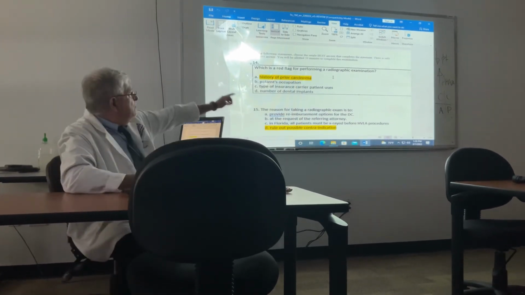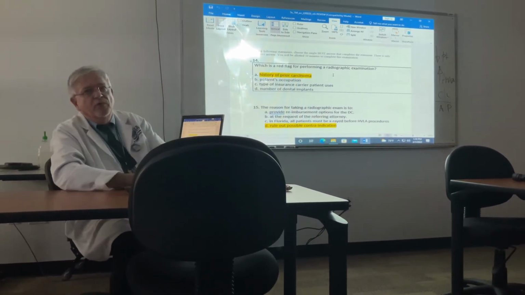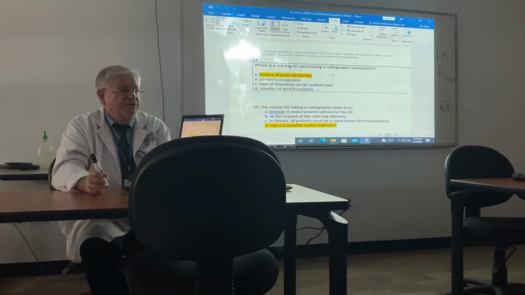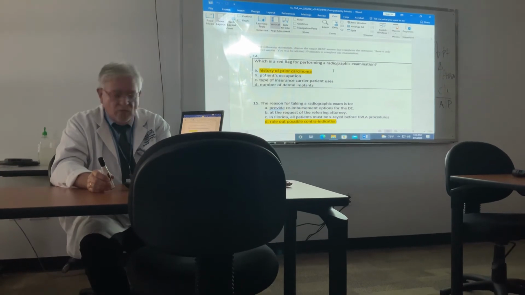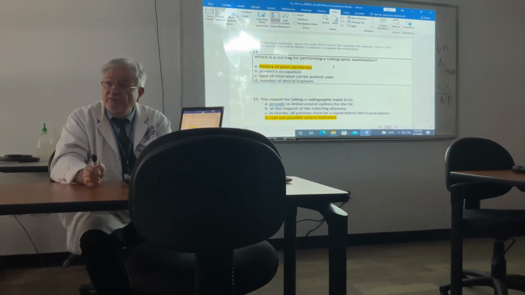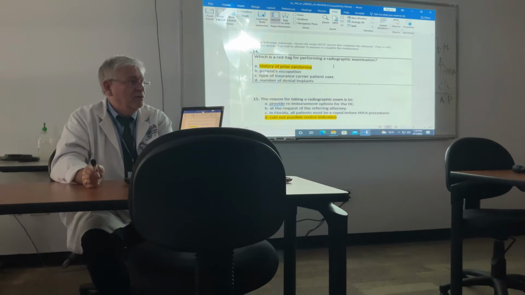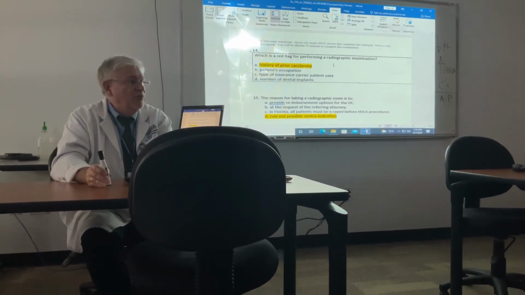So let's play the game. What else besides prior carcinoma is a justified reason for taking an x-ray? Pain? No. Fractures? Suspicion of fracture. How does a fracture happen? Trauma. I know trauma, specifically how trauma?